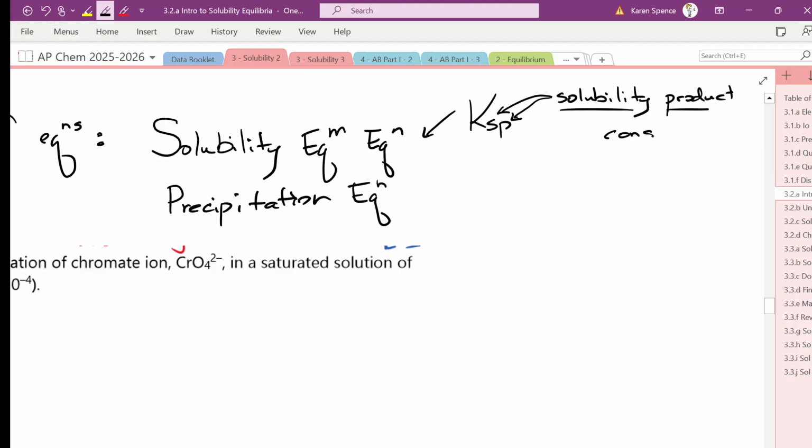What do we use the precipitation equation for? We use it for a precipitation reaction. And we use it for titrations.